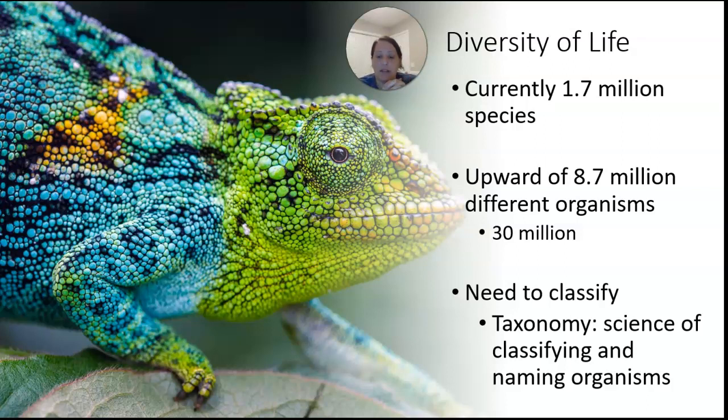Okay. The science responsible for classifying and naming organisms is called taxonomy. Okay, so you want to make sure you know what a taxonomist does. They're going to be responsible for naming and classifying any new organisms.